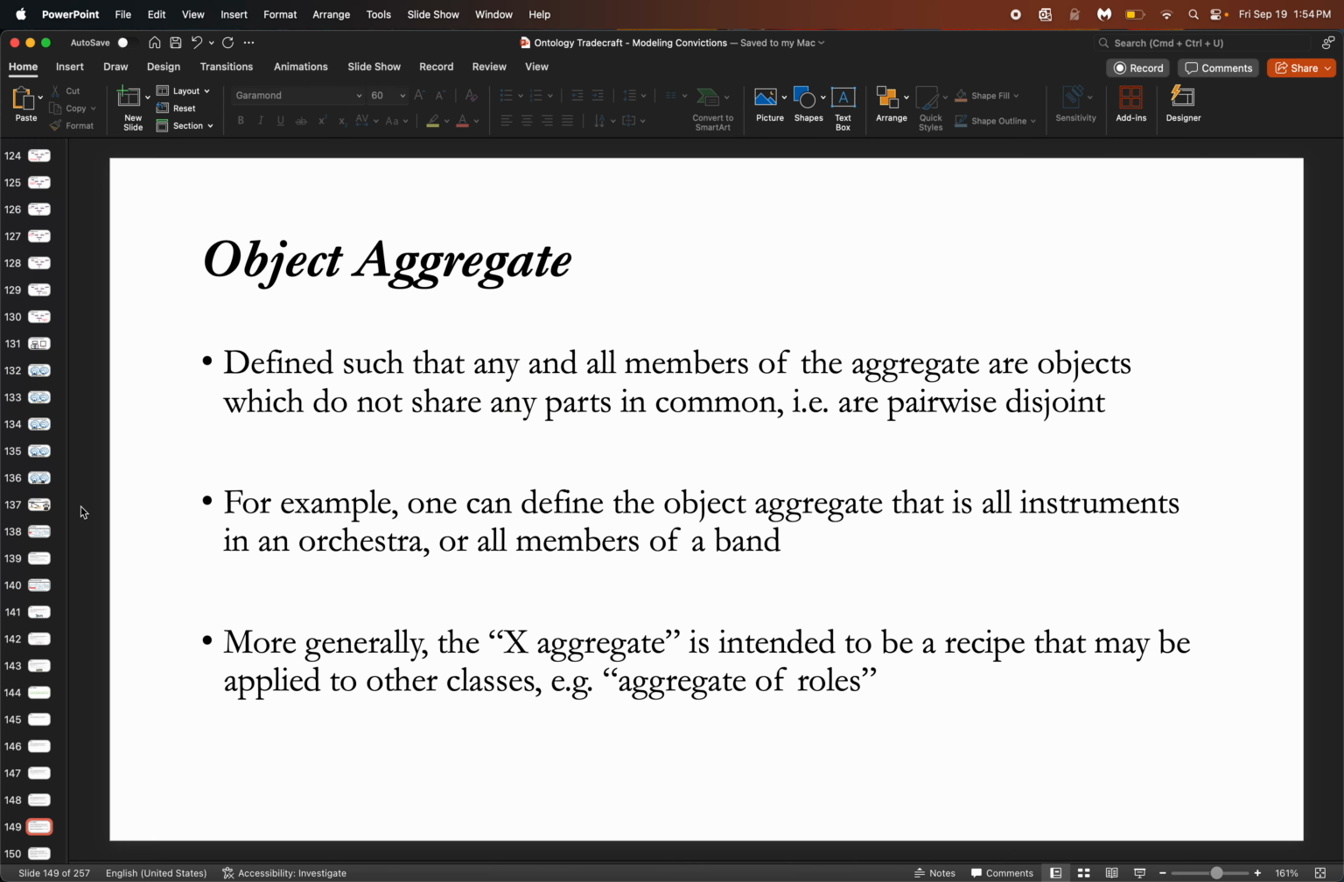There are also object aggregates, and these are defined in such a way that all members of the aggregate are objects, and they don't share any parts in common. For example, you can define an object aggregate that is all the instruments in an orchestra, all the members of a band. But more generally, the X aggregate locution is intended to be a recipe that may be applied to other aggregates. So we include object aggregates, but you can have role aggregates. You can have GDC aggregates. You know, the world is your oyster, or if you like them, you can have an oyster aggregate, whatever you want.